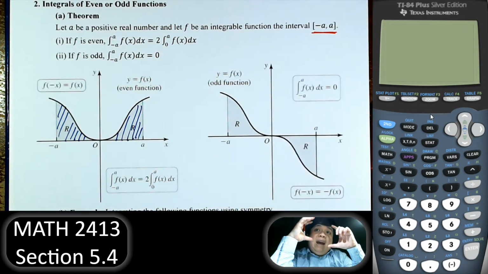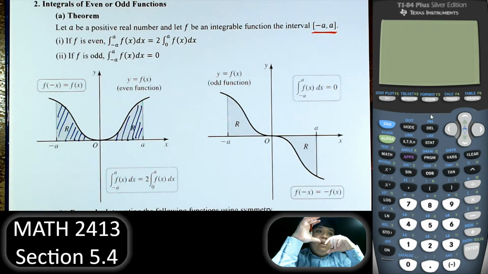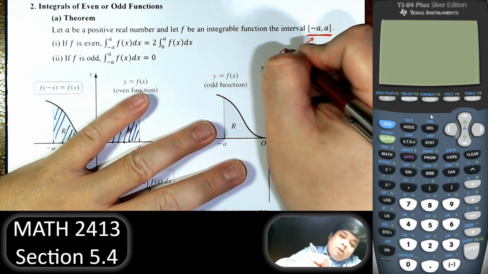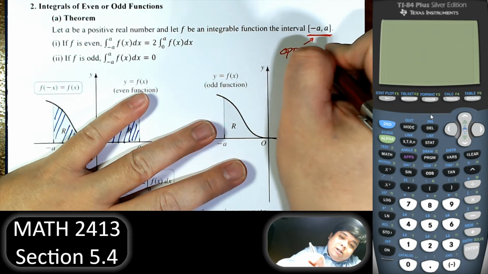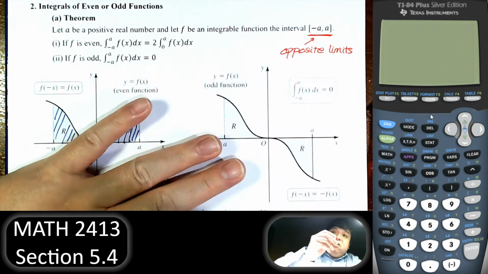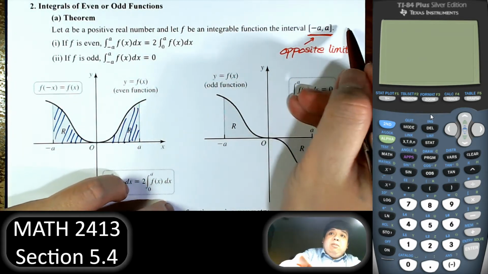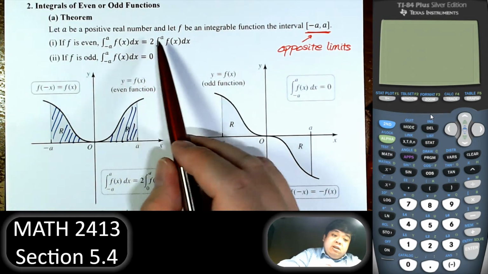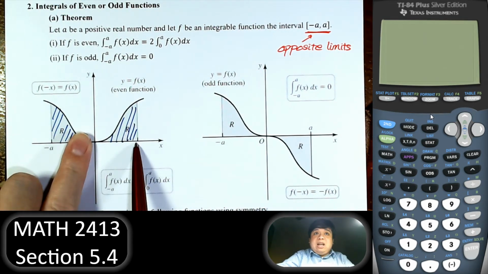Now we can only use this theorem if it is from negative a to a, meaning that the limits have to be symmetric or opposite. So here we have opposite limits, meaning it goes from a negative number to a positive number of the same magnitude. If that is the case, if it is even, we're just going to double from 0 to that number.